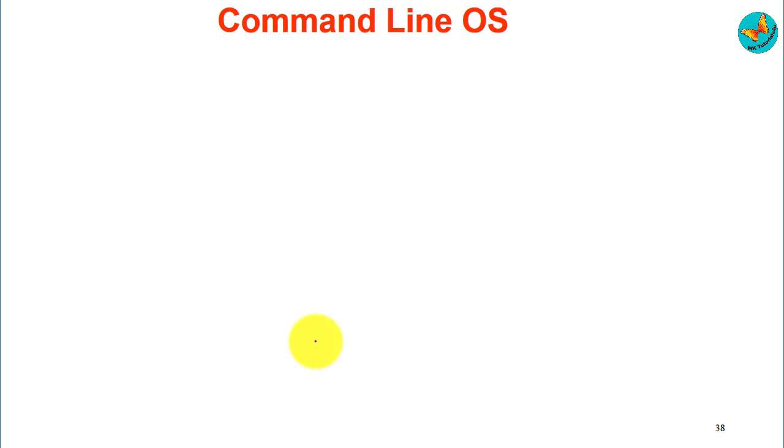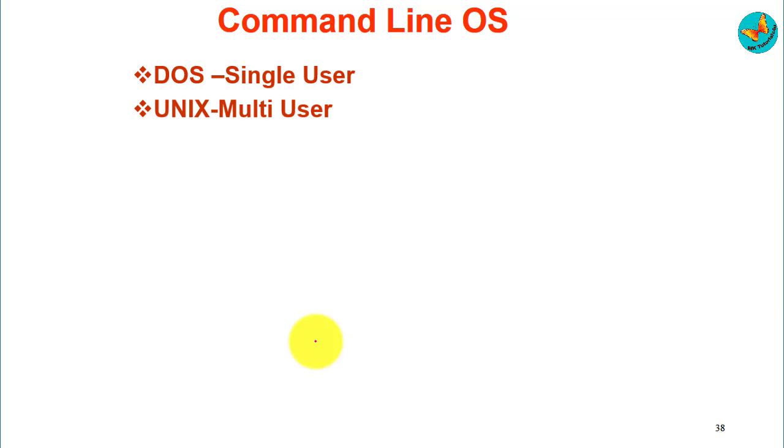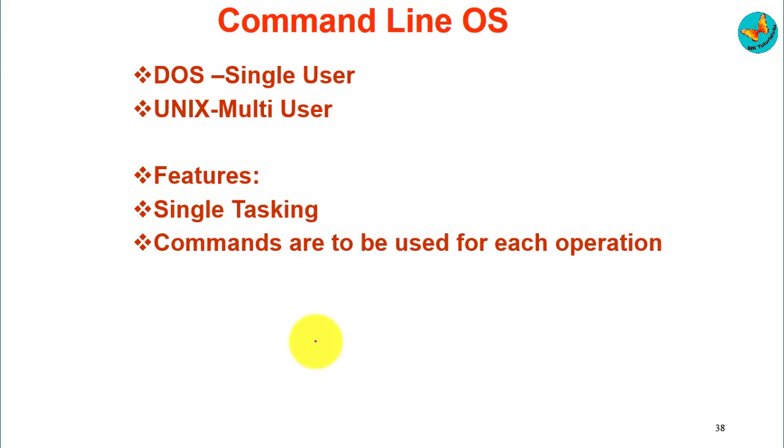So these were used in the earlier era. The first command line operating system is DOS, that is disk operating system. Second is Unix, which was a multi-user operating system, and the features of these are they are single tasking, and for every operation you have to write the command. Say suppose I want to create a folder, then I have to write a command. If I want to delete the folder, I have to write the command. And this was not user friendly because the end user cannot remember all these commands.